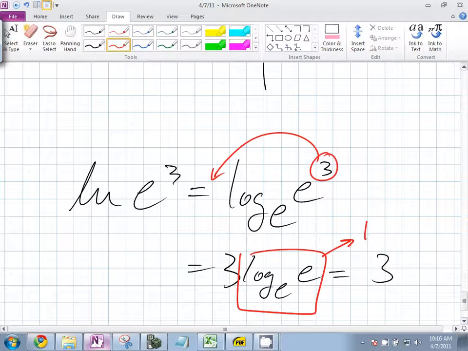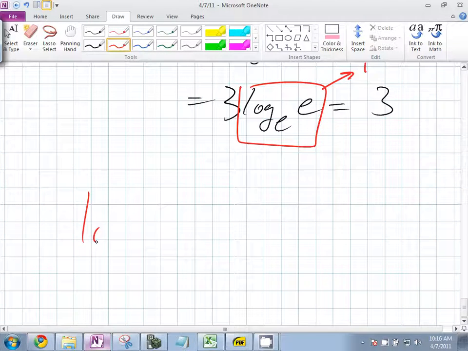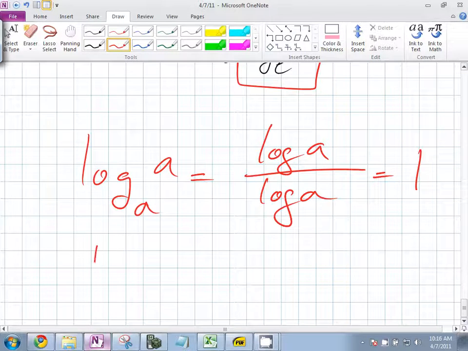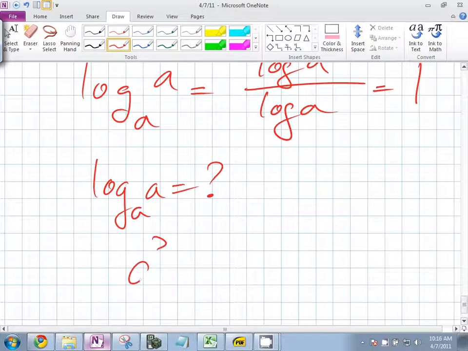Here's another way to prove that for you. Log base a of a is equal to log of a over log of a, which is 1. Or log base a of a is equal to question mark, so a to the question mark is equal to a to the first. So the question mark is equal to 1. There are different ways to go about it.